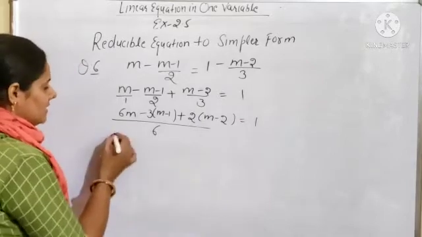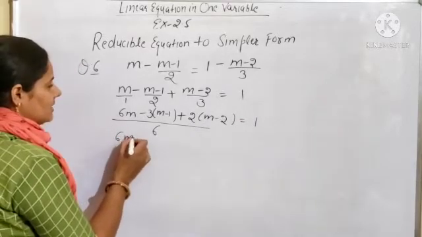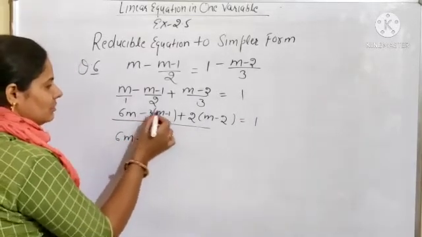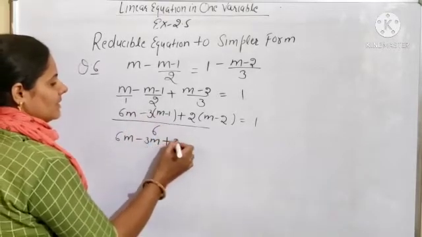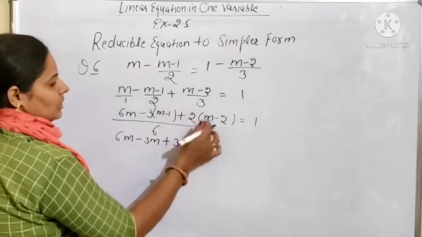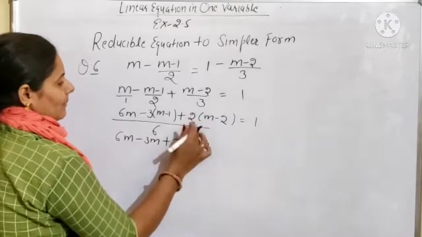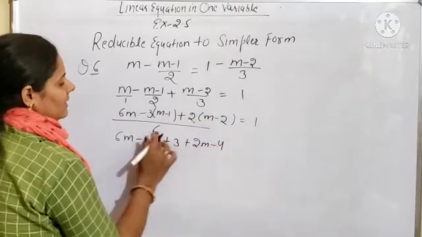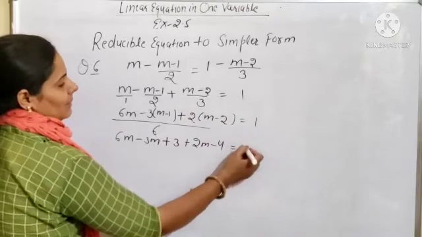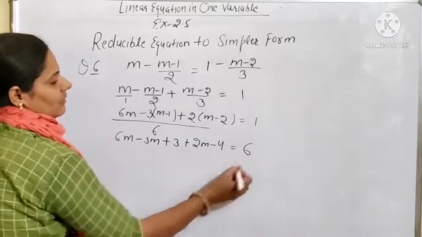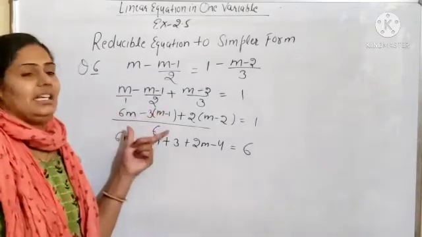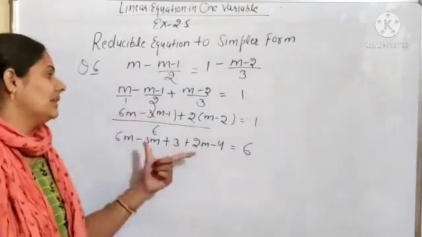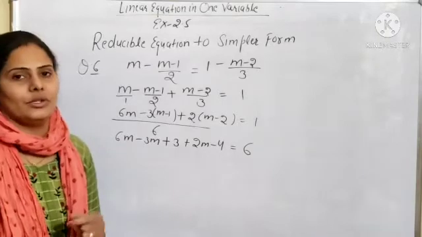Clear? Now next step, first you will take 6m minus, open the bracket, so 3 into m it will be 3m, minus minus plus 3, then plus 2 into m it will be 2m, minus 2 twos are 4. And 6 you will take to the right hand side, so it will come in multiplication of 1, so it will be 6 into 1, 6. Clear? So what will you do? First you will take the LCM of the numbers, after that open the bracket with the help of the distributive property.